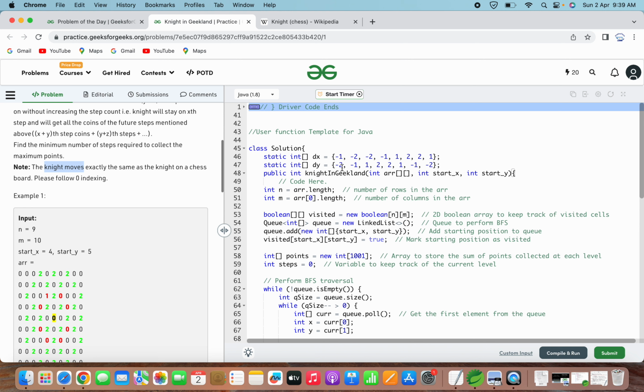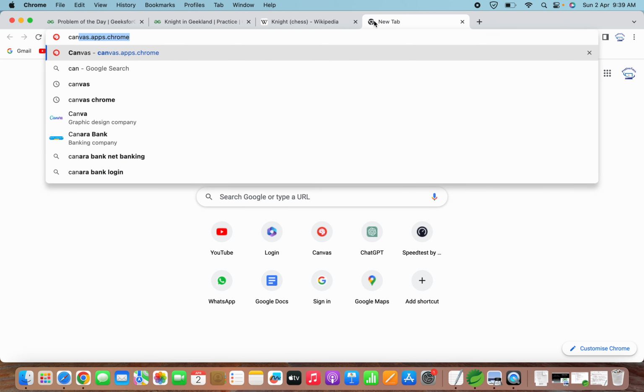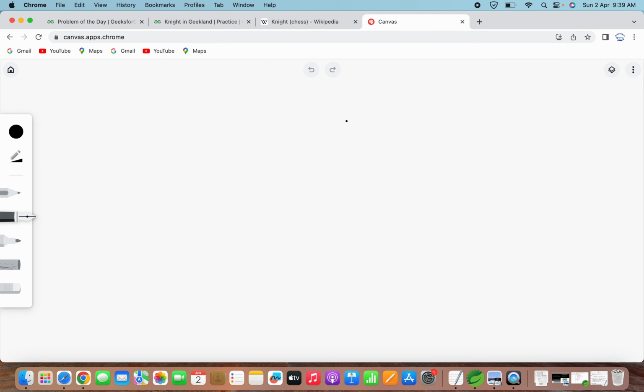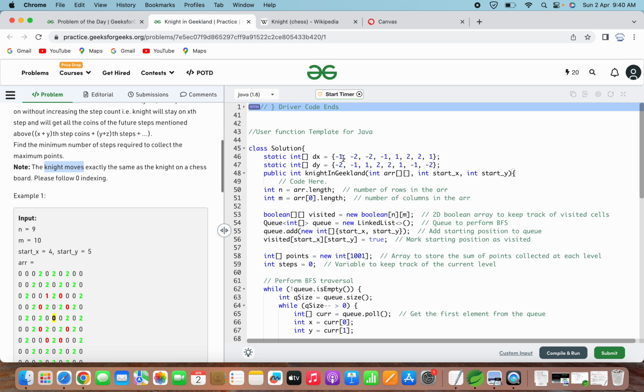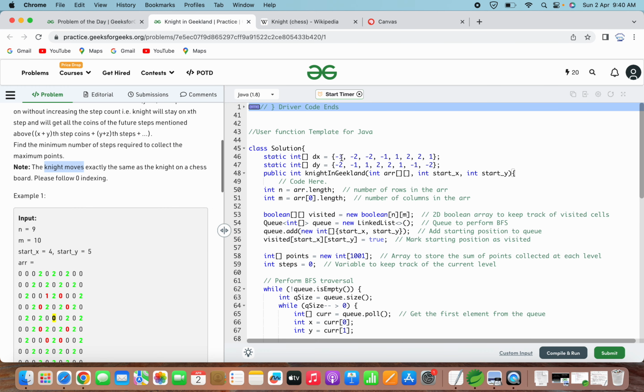If we look at the axis, -1 means towards the left. Let me try to draw this on the canvas. Suppose this is our axis, this is X and this is Y. At any position, suppose the current position is this one, then -1 in the X axis becomes towards the left, and -2 in the Y direction becomes towards the down. If you look at this position, it is the actual movement that the knight makes on the chessboard.